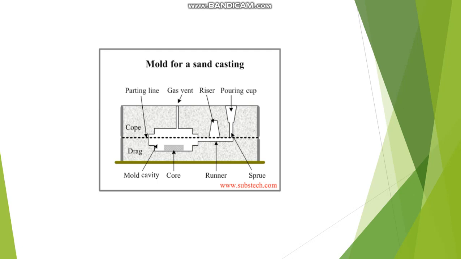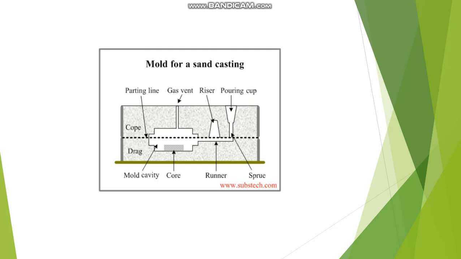This is the full sketch of a mold. Please follow carefully. You see the pouring cup on top, which is funnel shaped, where the molten metal is poured. The molten metal comes through this sprue, which is the vertical portion, then the runner, which is the horizontal portion, and then goes into the cavity here. The upper portion of the mold is called the cope and the lower portion is called the drag. There are two separate portions. Separately, the impression is created and then they are put one above the other.